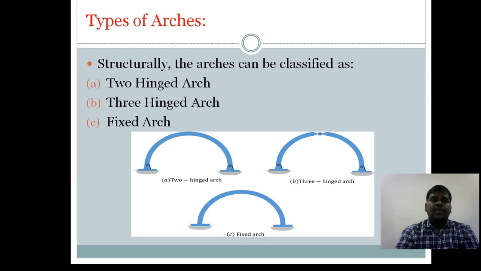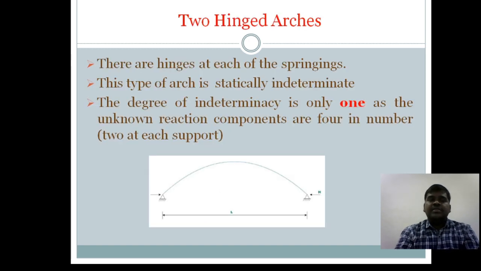whereas for hinged arches there is a chance of rotation. Next, coming to a brief description of the two-hinged arches, there are some salient points which are to be studied regarding the arches before entering the problems. So the first point is there are hinges at each of the springings. Springings are nothing but the end points. So at both end points there are hinges.